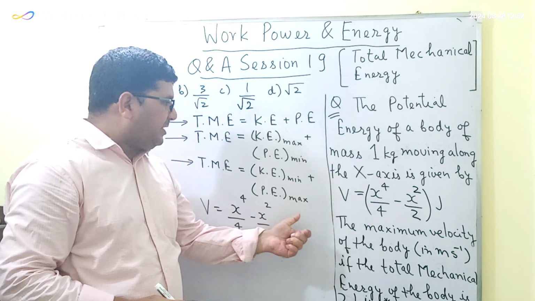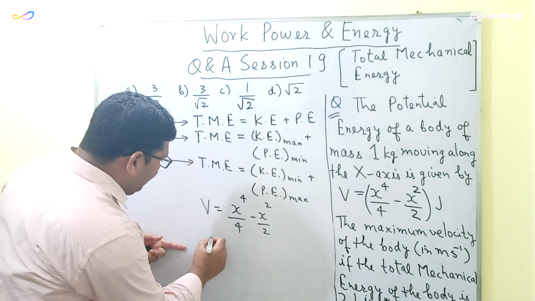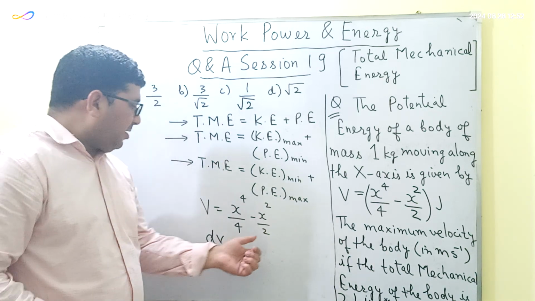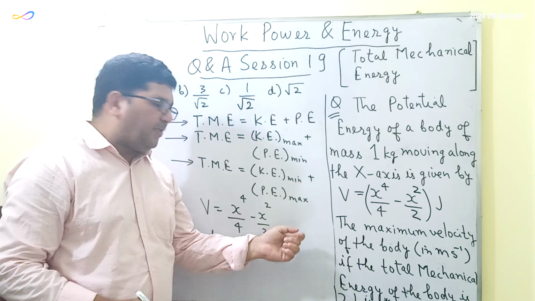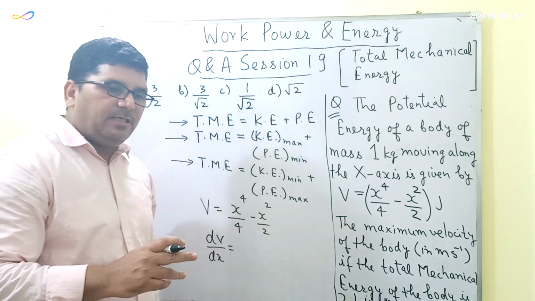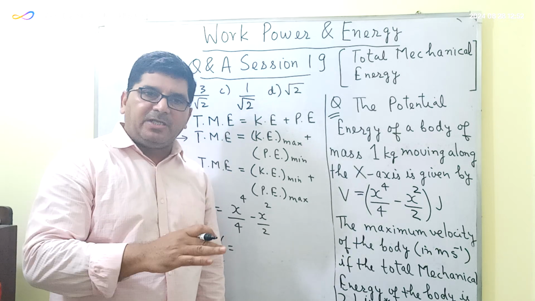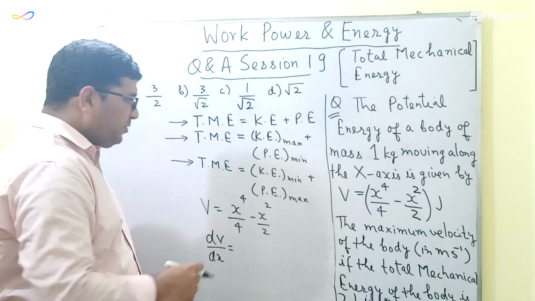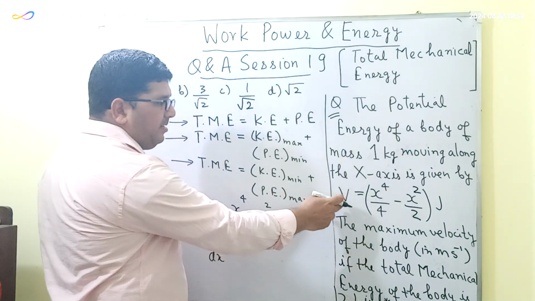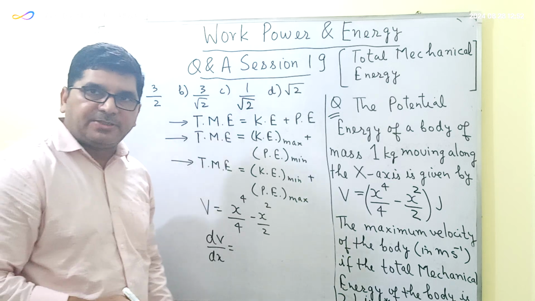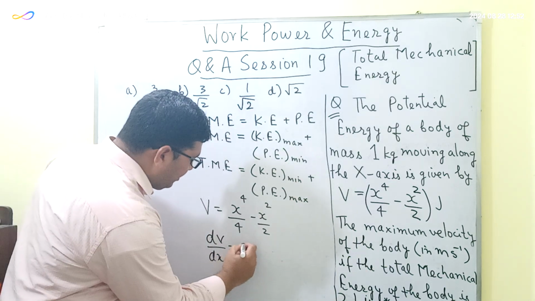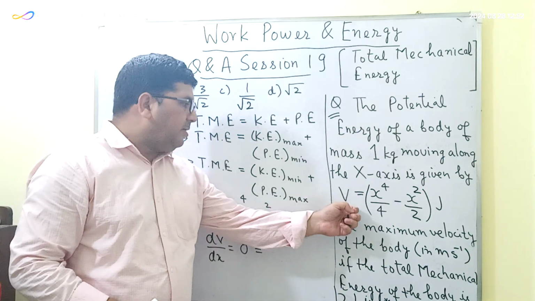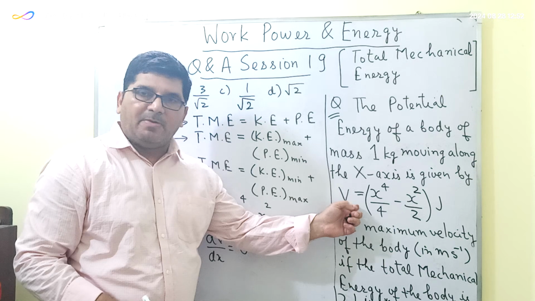In order to find the minimum potential energy of this body, I will be differentiating this equation with respect to x. And why will I be doing it? See, when the body attains a minimum potential energy, it means that the potential energy of that body will not decrease beyond that minimum value. So if I differentiate this potential energy with respect to x and put it equal to 0, then I will be getting the value of x at which the potential energy of that body will be minimum.